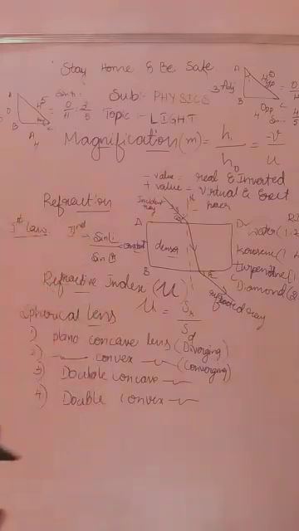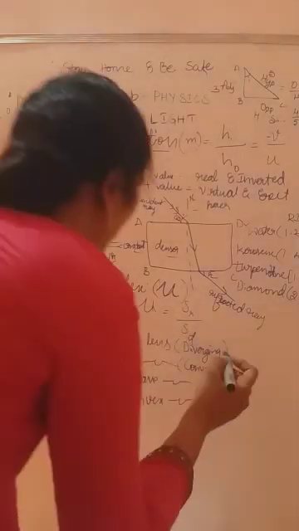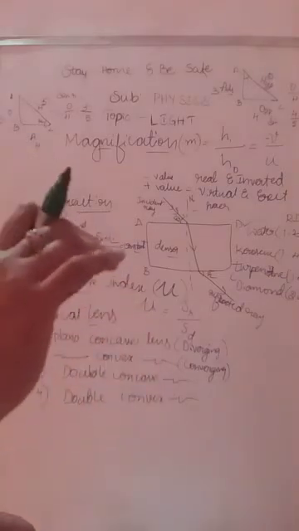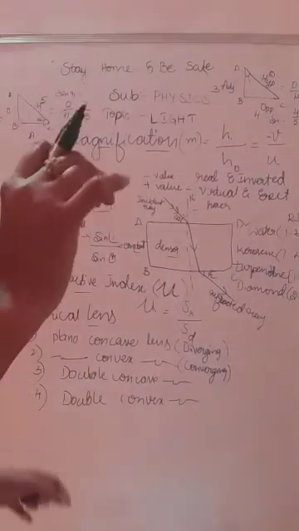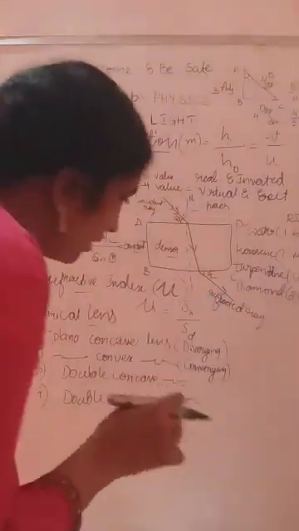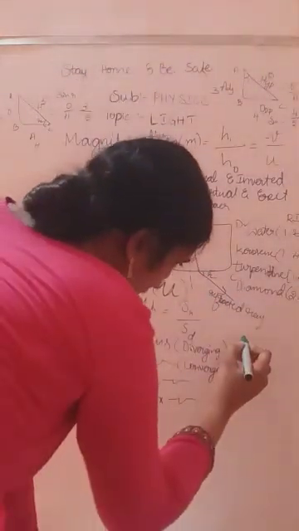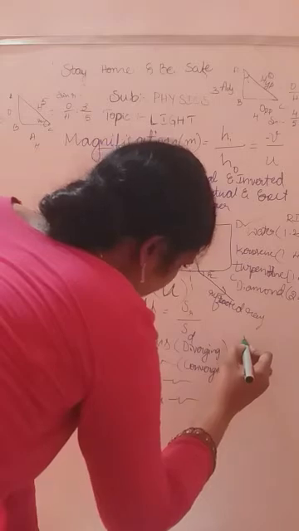Yes, this is the diagram of a concave lens. So what is meant by concave lens, or plano-concave lens? That means a lens which is thicker at the edge and thinner at the middle. So this is called the concave lens.